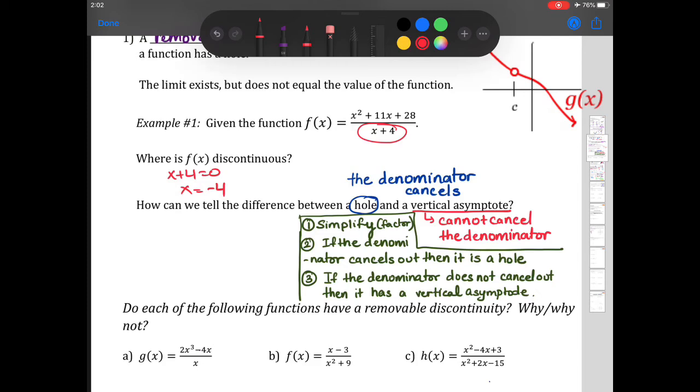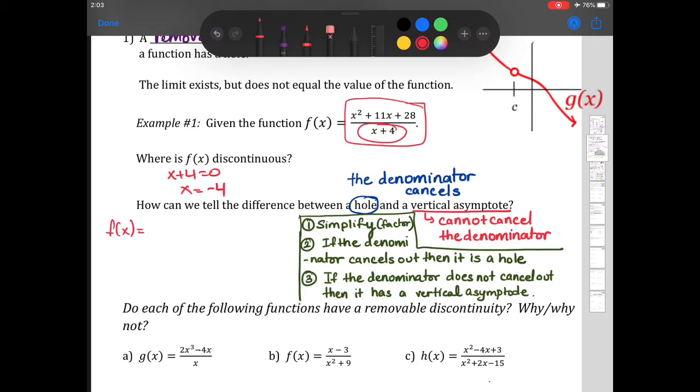The next one asks, how can we tell the difference between a hole and a vertical asymptote? This is a little tricky, not very difficult, but you need to understand. Anytime you're able to cancel the denominator, then you will have a hole in the graph. But if you're not able to cancel the denominator, there will be a vertical asymptote. So how do I determine which it is? Take this function and try to simplify it. Usually simplifying means factoring it.